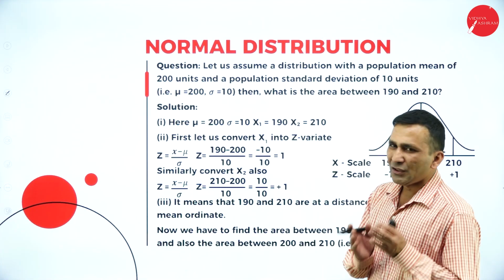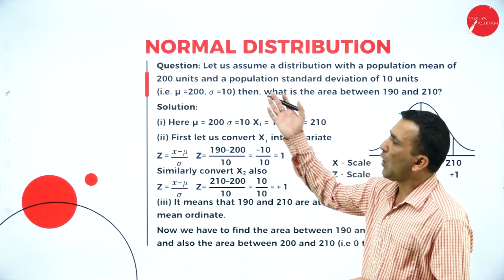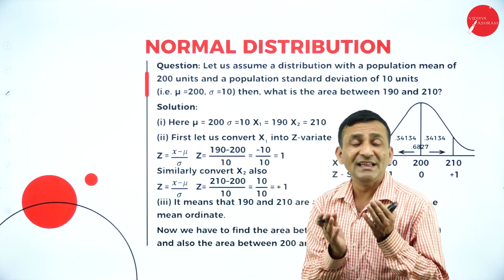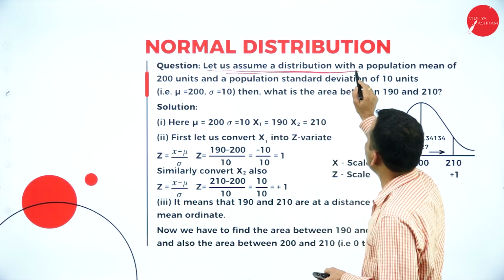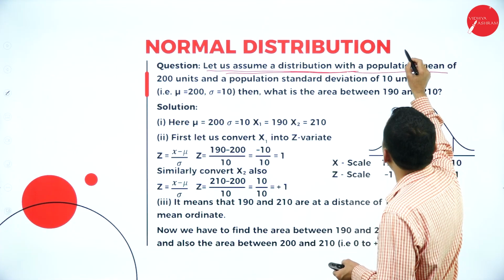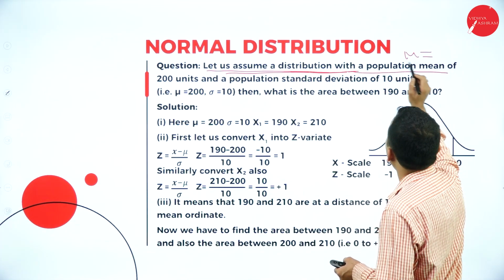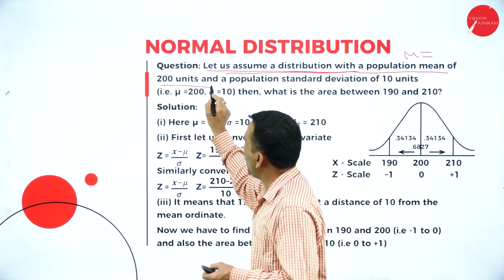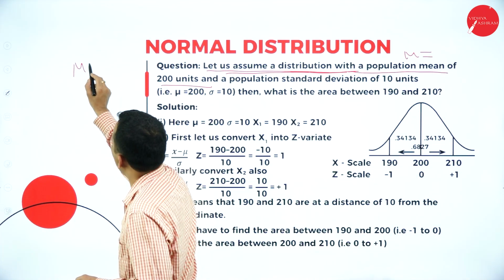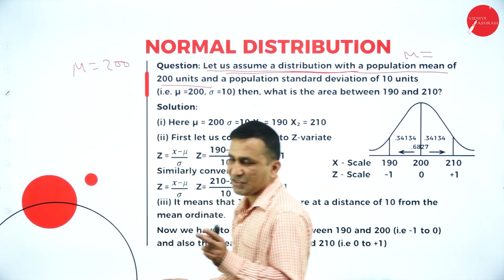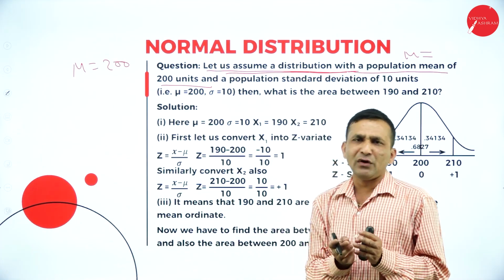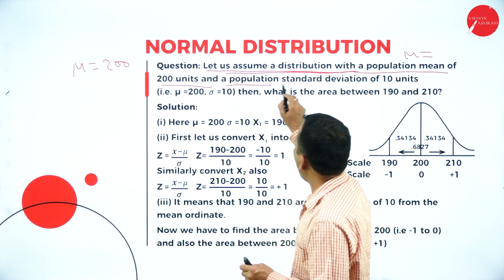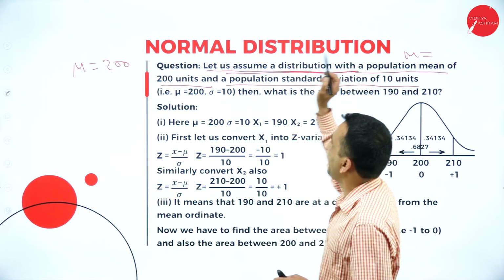Moving forward, there is one question related to the normal distribution: how can we identify a distribution that looks like a normal distribution, with examples? Let us assume a distribution with a population mean, which is symbolically written as mu, of 200 units. So mu equals 200 is given in the question, and based on this information we can decide it is related to the normal distribution. And the population standard deviation is given as 10 units.